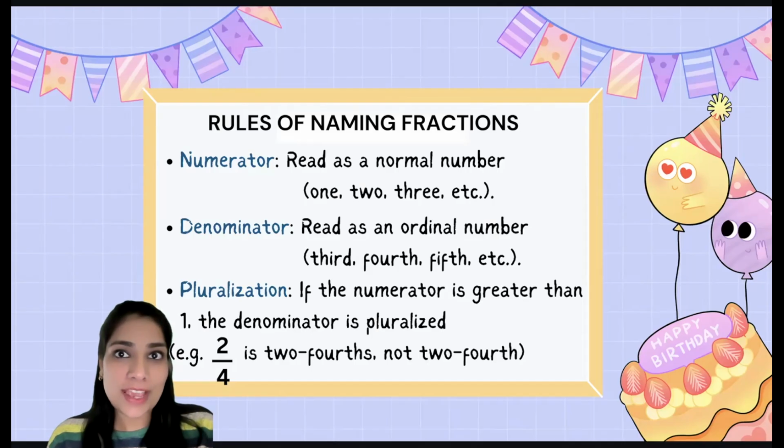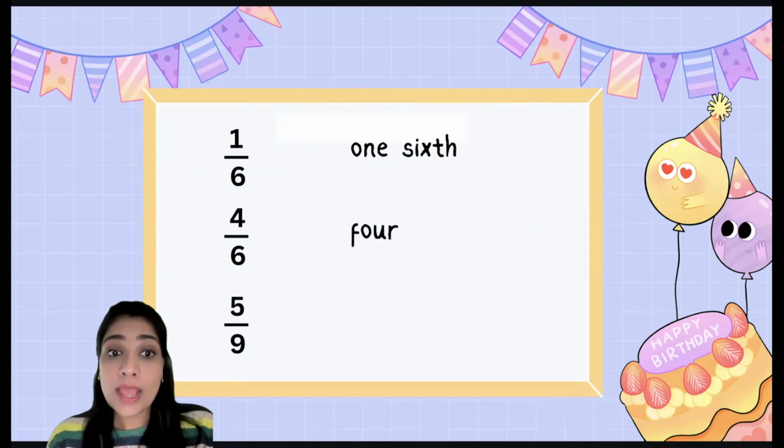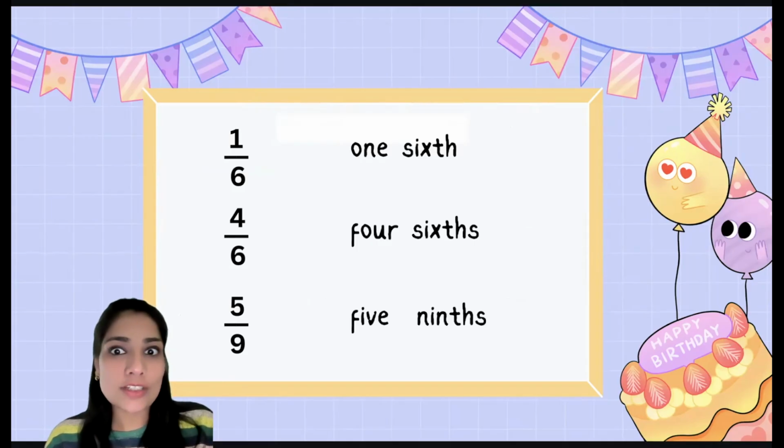Are you ready to play the game? Let's do it together. So see, here the numerator we will read as it is 1. For the denominator, we will call it sixth. For the next one, the numerator is 4. And what do we call? Sixth or sixths? It will be sixths because the numerator is greater than 1. How about the last one? We call it 5/9. It's your turn now.